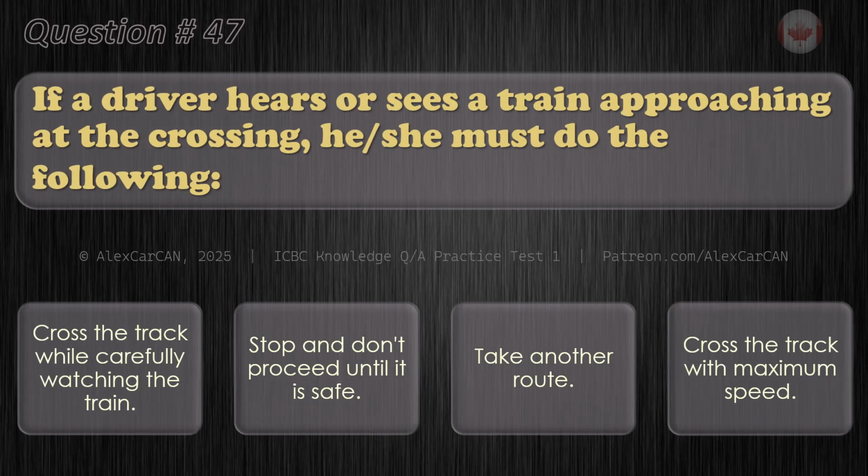Question number 47. If a driver hears or sees a train approaching at the crossing, he or she must do the following. Cross the track while carefully watching the train. Stop and don't proceed until it is safe. Take another route. Cross the track with maximum speed. The correct answer is stop and don't proceed until it is safe.